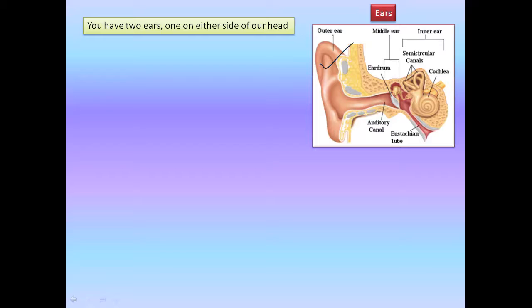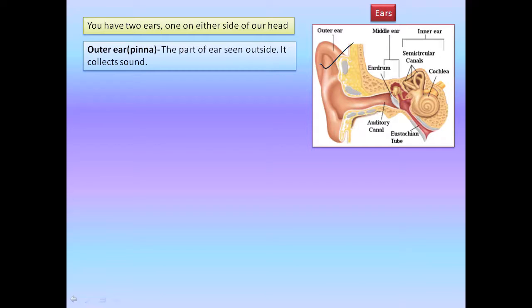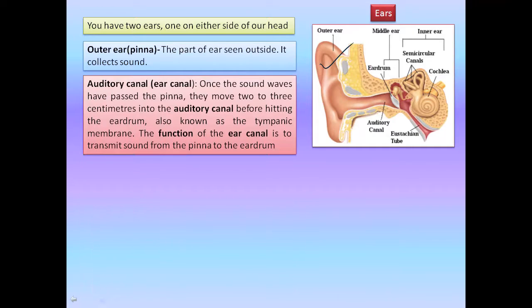We all know that you have two ears, one on either side of your head. The outer ear is known as the pinna, and it is used to collect sound. Next is the auditory canal, which is also known as the ear canal. Once sound waves have passed through the pinna, they move 2 to 3 centimeters into the auditory canal before hitting the eardrum, also known as the tympanic membrane. The function of the ear canal is to transmit sound from the pinna to the eardrum.